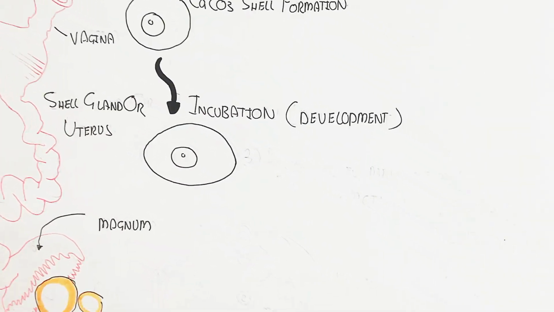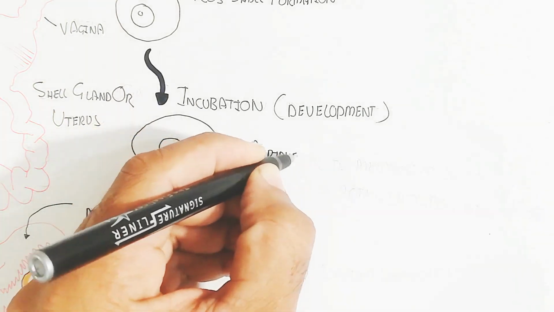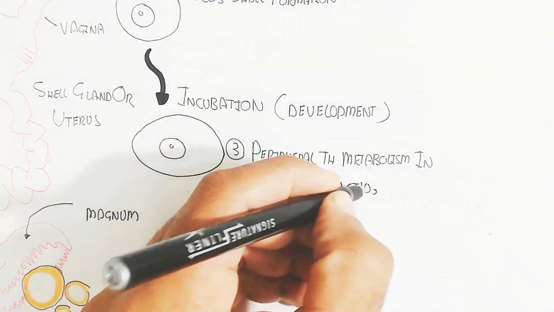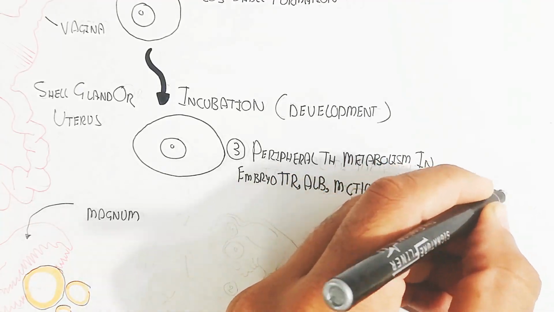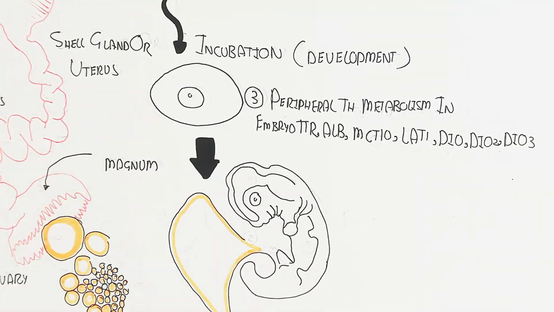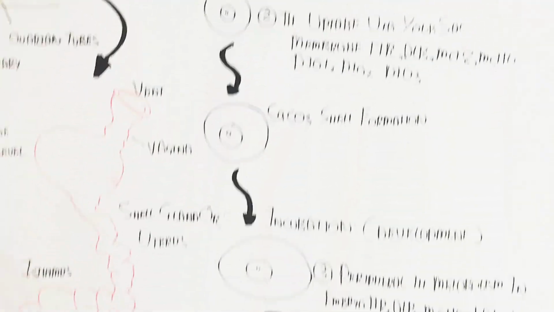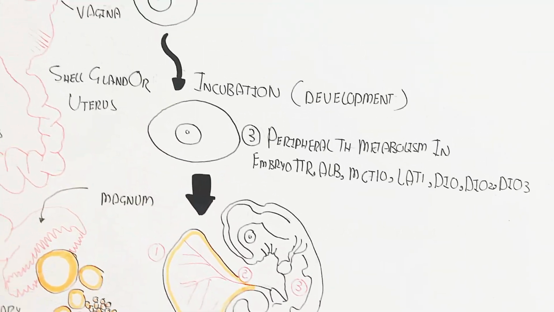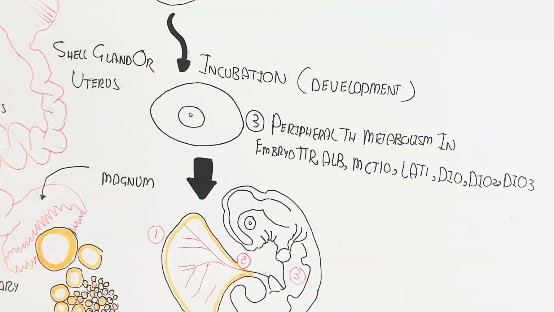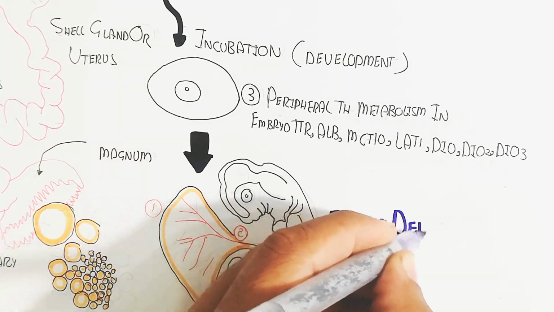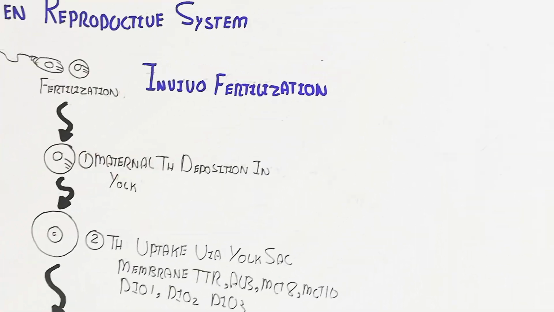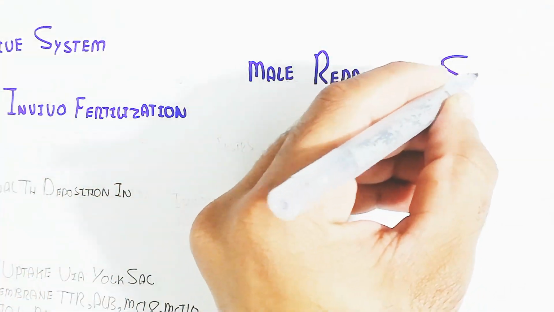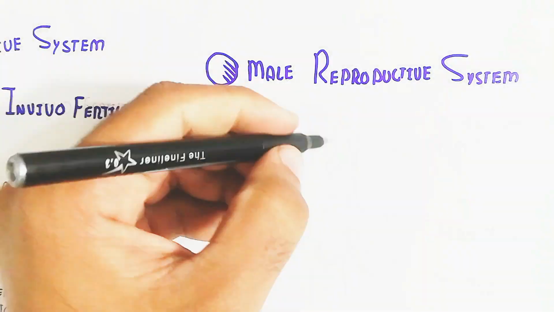Anyhow, incubation will occur after the complete shell formation, when the egg is excreted from the vent or vagina. In this way, peripheral thyroid hormone metabolism in the embryo involves TTR, ALB, MCT10, LAT1, DIO, which lead to metabolism. Here you can see number 1 and number 2 is the thyroid hormone deposition, and number 3 is the development, which is ex vivo development, not in vivo. So remember, the fertilization is in vivo, but the development of the chick is ex vivo, due to incubation when the normal favorable temperature is provided from the hen or an incubator.